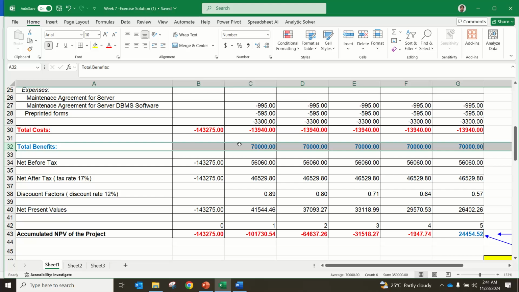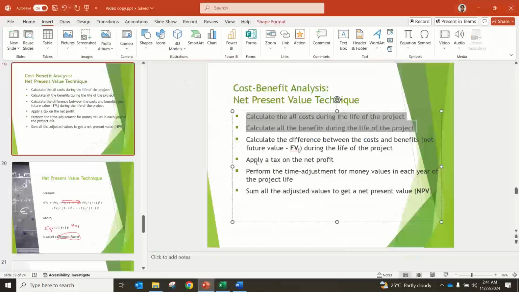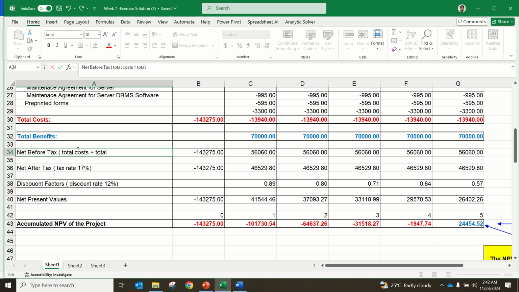Now comes the total benefits. They have not given any splits, so I'm just taking it as 70,000 for all the years. Now that is done. Next, calculate the difference between the cost and the benefits, which is the net before tax. Here there are no benefits, so it is 0. So this plus 0, and here this plus this, like that you will calculate. Cost plus benefit is nothing but the net before tax. This net before tax is nothing but your total cost plus total benefits.